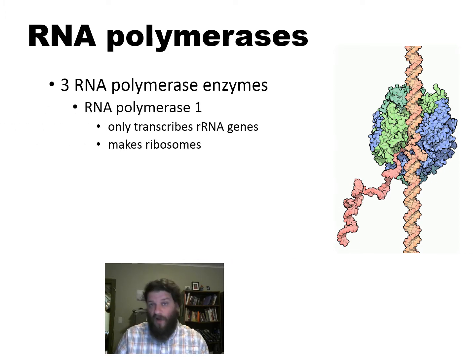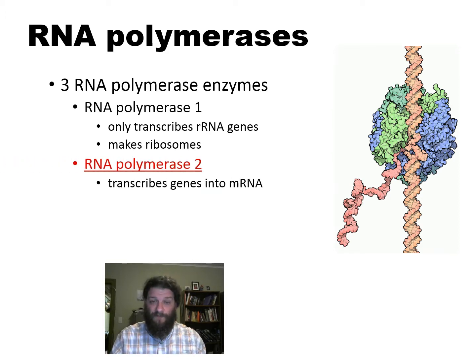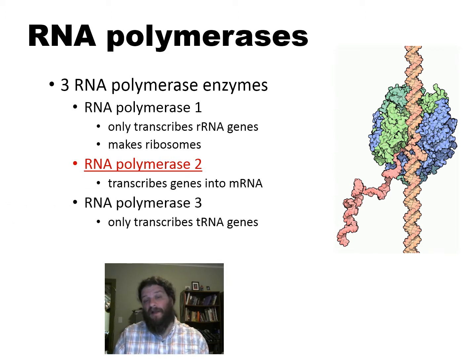So RNA polymerase 1 is the one that transcribes our RNA genes into our RNA to make ribosomes. R is for ribosomal RNA. Ribosomes are made out of RNA and a few proteins. RNA polymerase 2 is the one we were just talking about with making the messenger RNA. RNA polymerase 3 transcribes the transfer RNAs.